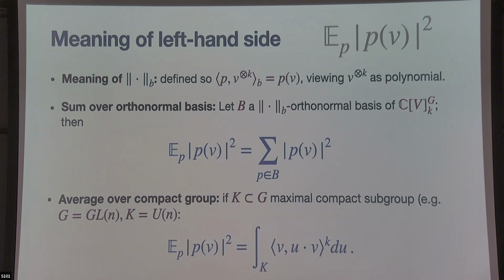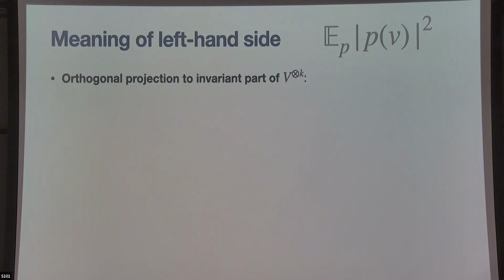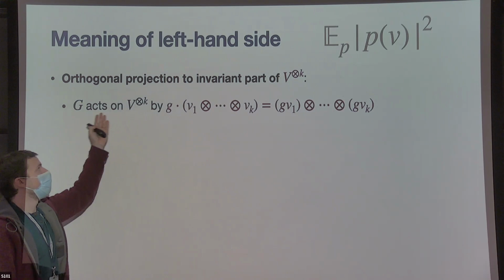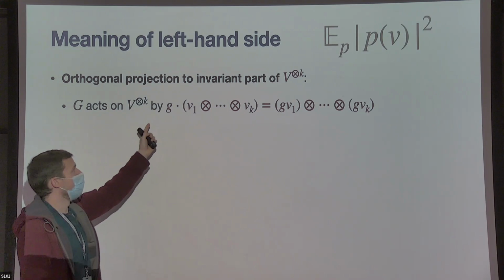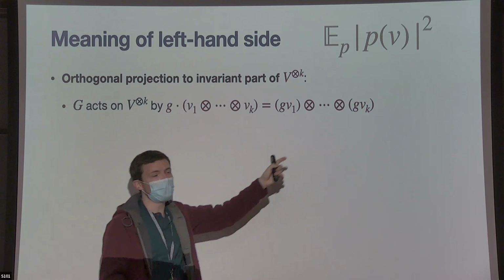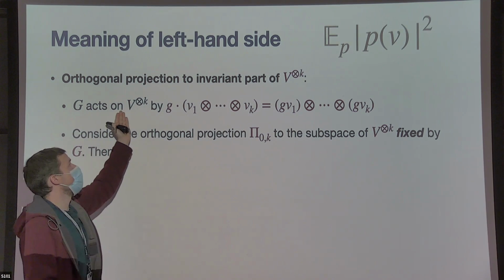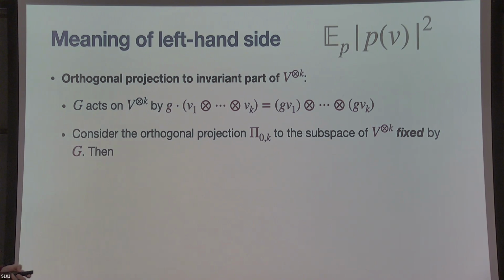And finally, another way to think of it is as an orthogonal projection to the invariant part of the kth tensor power. So what I mean by this is that if you have an action V, you can define the tensor power of V by letting the group element just act on each tensor factor individually. And there could be a subspace of this tensor power which is fixed by the action of G. And we can think about the orthogonal projection to that subspace.